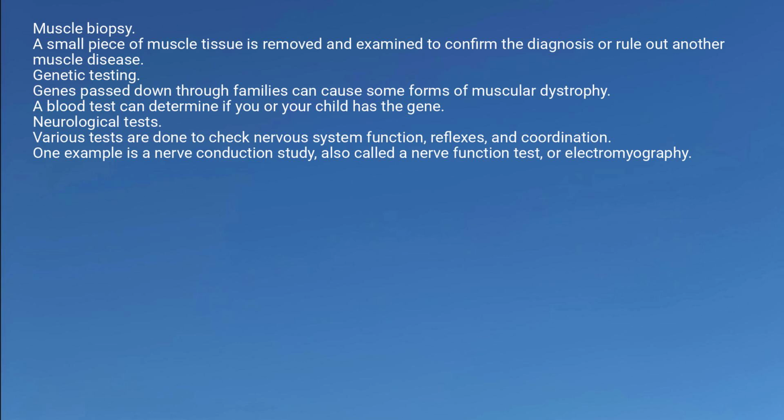Genetic testing. Genes passed down through families can cause some forms of muscular dystrophy. A blood test can determine if you or your child has the gene. Neurological tests. Various tests are done to check nervous system function, reflexes, and coordination. One example is a nerve conduction study, also called a nerve function test or electromyography.